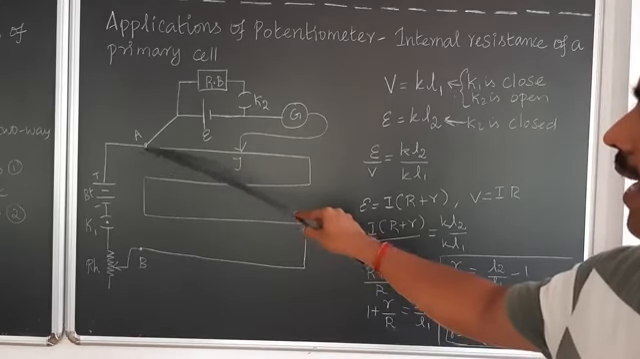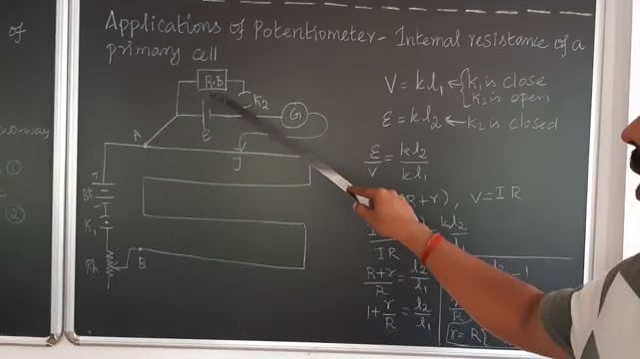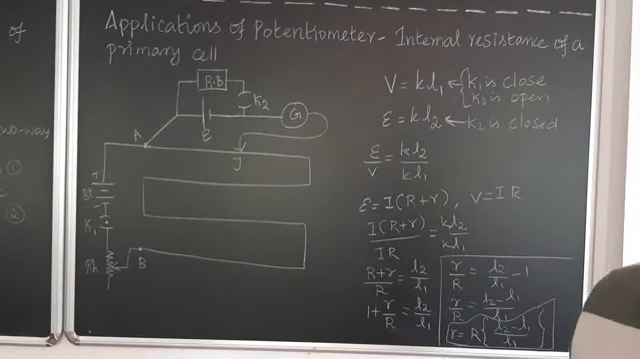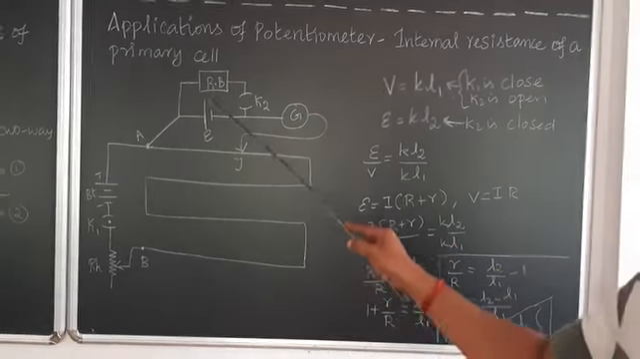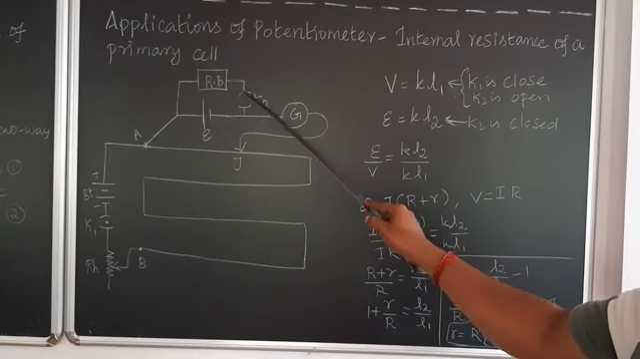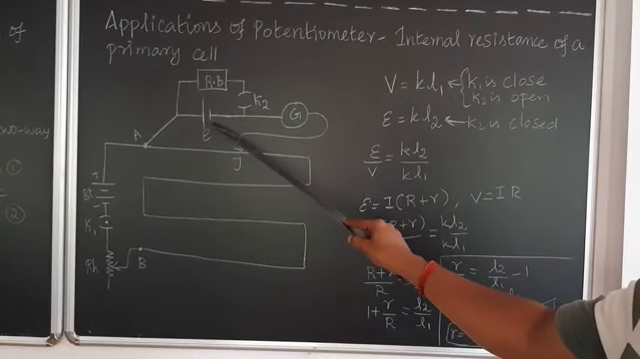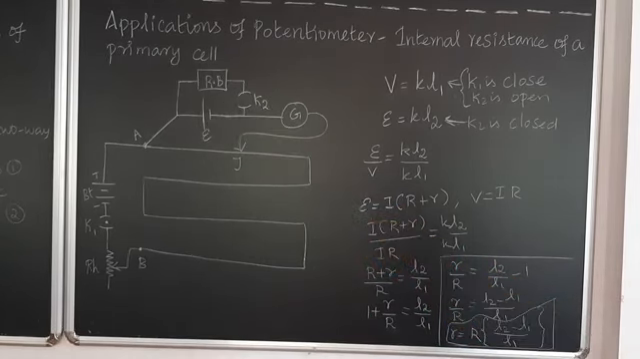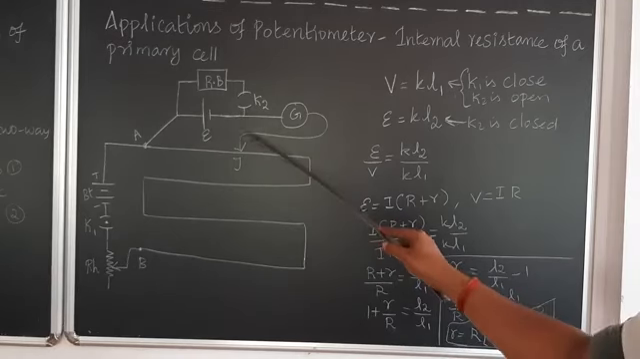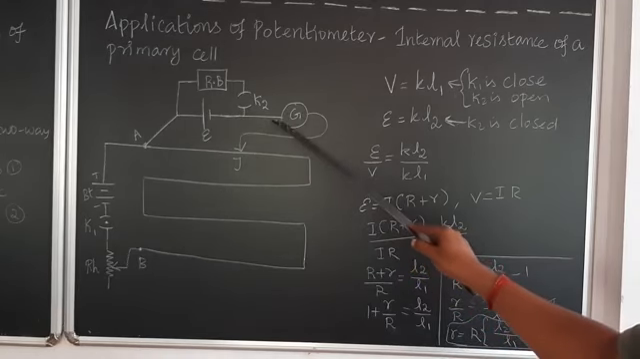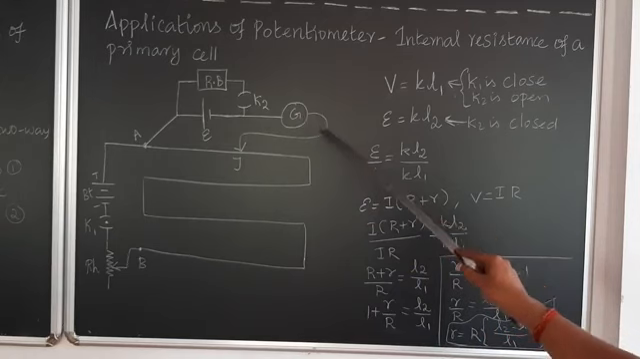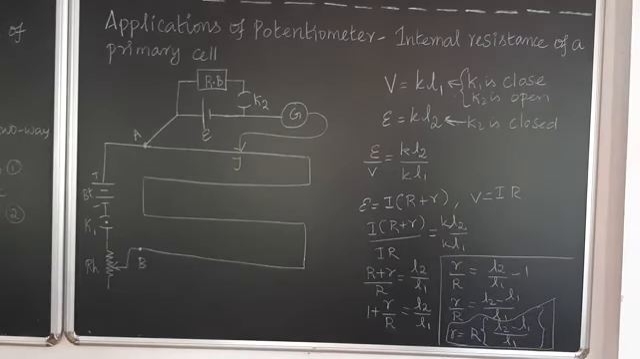At point A, I connected one primary cell and one high resistance box, and the other side of the high resistance box is connected to the key. The negative terminal of the cell is connected to key K2, and from that I connected the galvanometer on one side; the other side of the galvanometer is connected to the jockey, right?